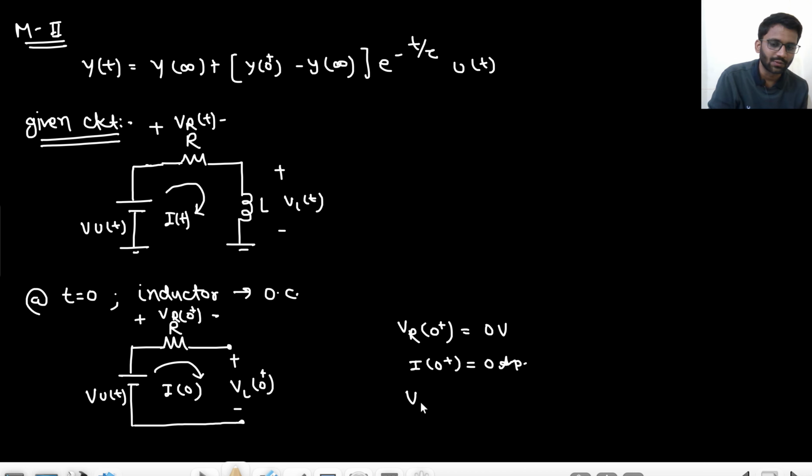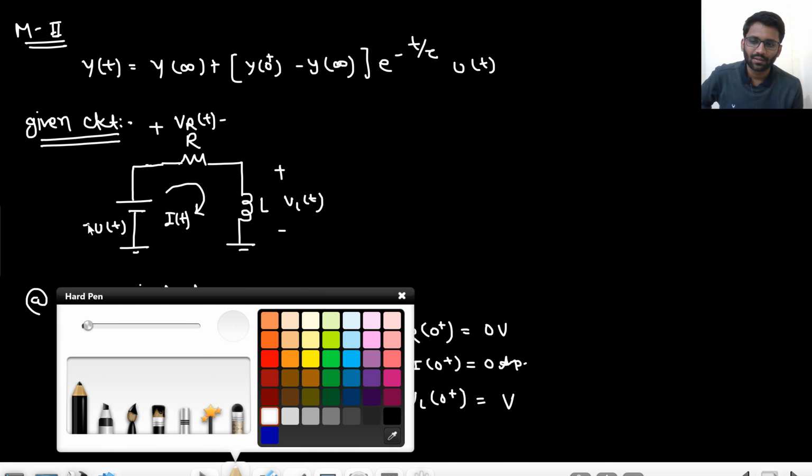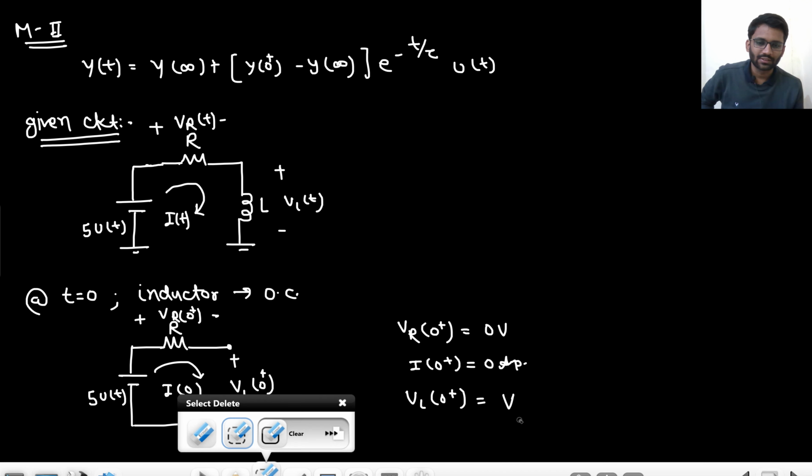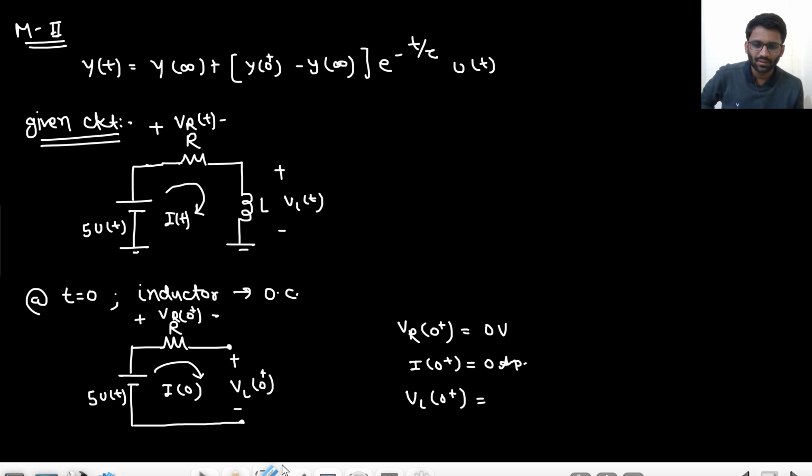What is the value of VL(0 plus)? That is equals to V. Instead of V, I should have used 5 volt. Otherwise, it will create problem. Someone will think I have written V here. Okay, I am using 5 volt here. So I will just write 5 volt. So initially VL(0 plus) is 5 volt.